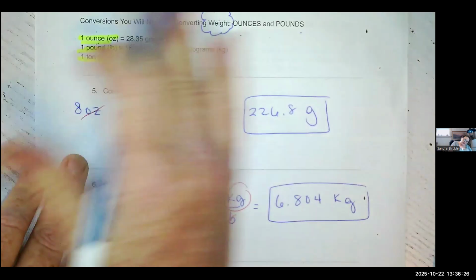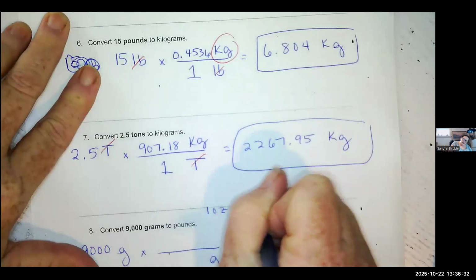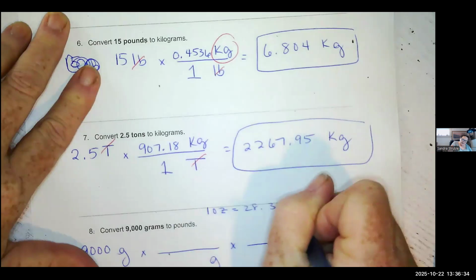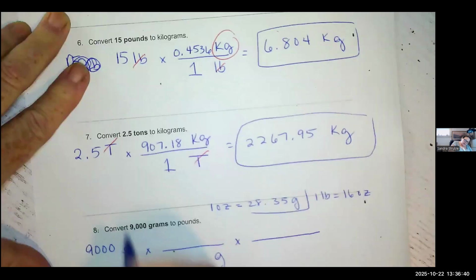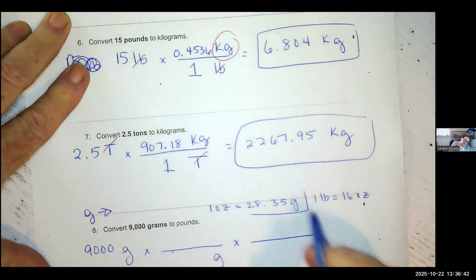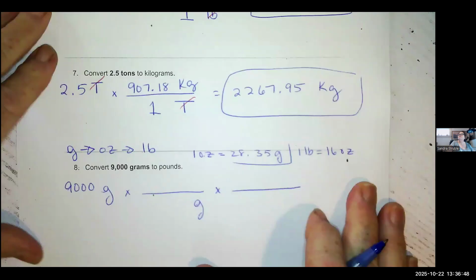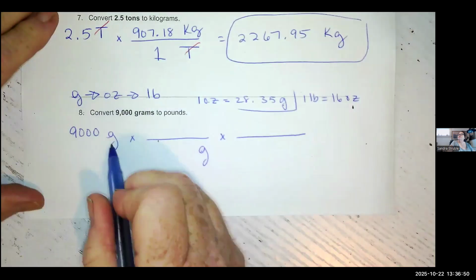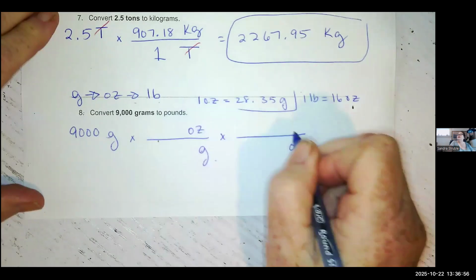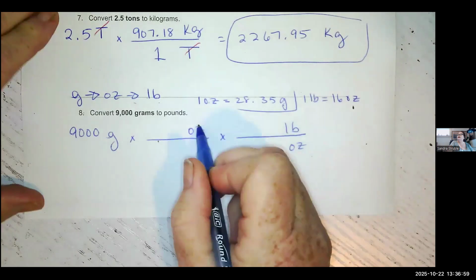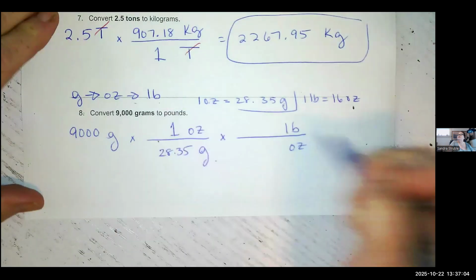Okay, so we've got 1 ounce is equal to 28.35 grams, and we've got 1 pound is equal to 16 ounces. So we're going to go from grams to ounces to pounds. It's like a little puzzle we're playing here. We're going to go from grams to ounces, and then from ounces to pounds. So how many grams is an ounce? 1 ounce is 28.35 grams. And then 1 pound is 16 ounces.